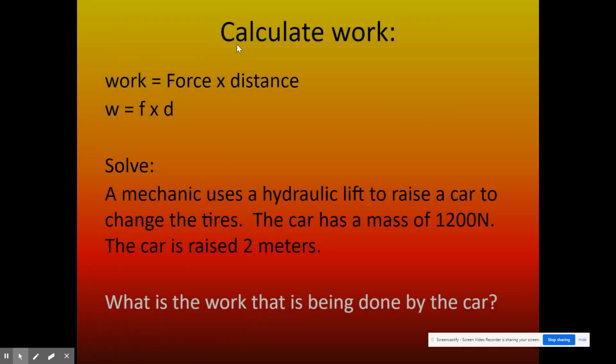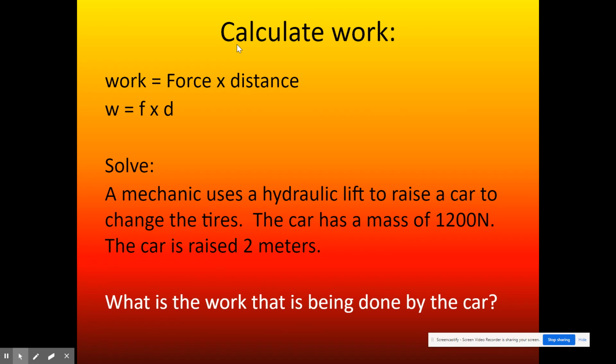All right, one more example, same equation. A mechanic uses a hydraulic lift to raise a car to change the tires. The car has a weight of 1,200 newtons, and the car was raised 2 meters. So we're going to take the values that we know, plug them into the equation, and then solve. Its force is 1,200 newtons, so that goes in the force right here. And then the car was raised 2 meters, so that gets plugged into the distance. And then we just multiply because that's what our formula tells us to do.